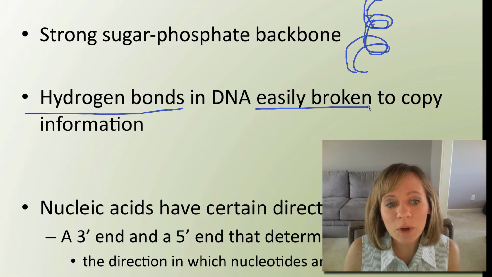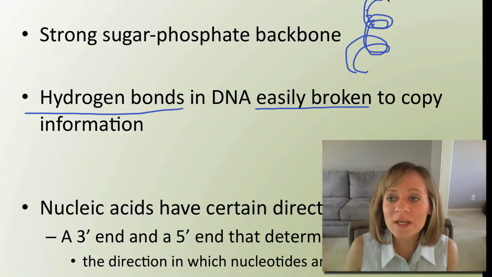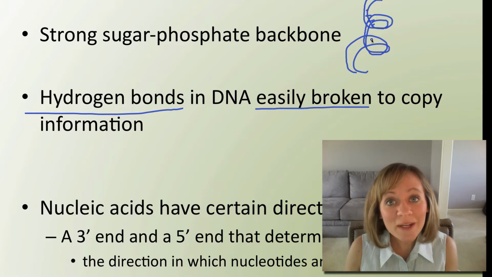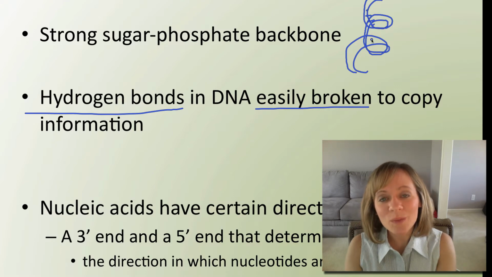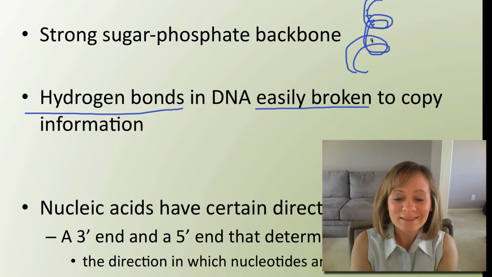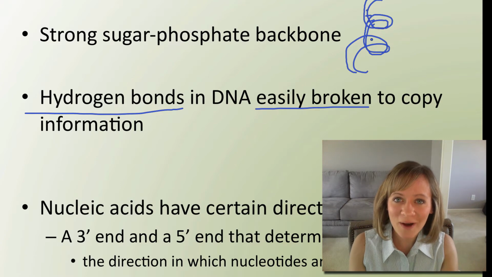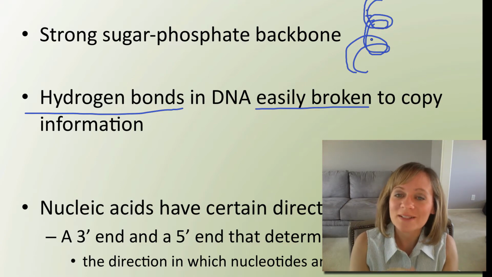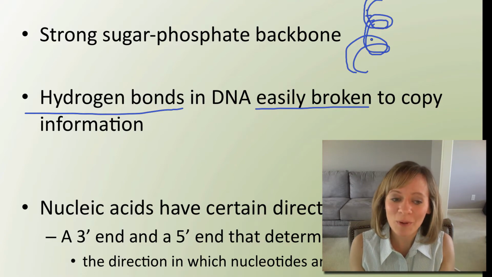So they're easily broken, which is really important because when we need to pass on our DNA, we need to copy it. And in order to copy it, we have to pull that ladder apart. We have to break those hydrogen bonds. So structurally and functionally, it makes sense that those are hydrogen bonds and they're easy to break, easy to pull apart.